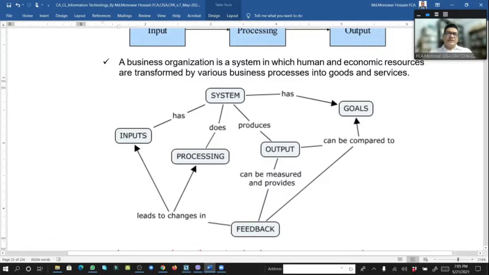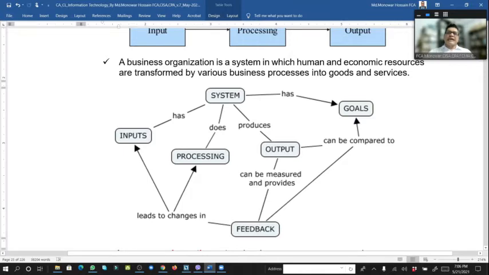and services. If we see here, the system has input, the system does processing, and the input leads to change in the process, and the process goes to the feedback, and the system produces output that can be measured and provide feedback. Output can be compared to the goal, or the system has the goal, and feedback can also be compared to the goal, and this way it can run within a system.